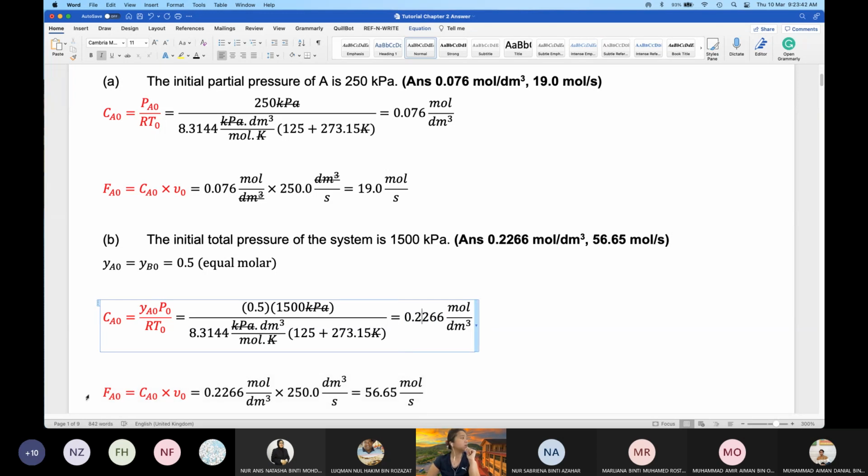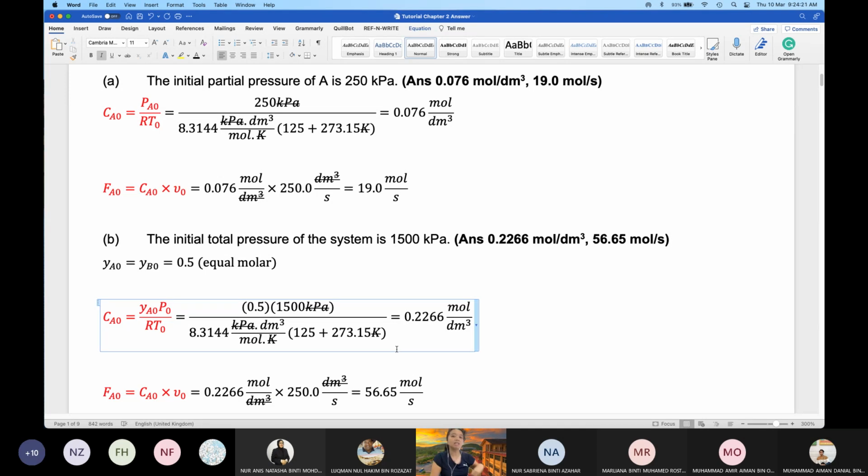Subsequently, to find FA0, that's straightforward. FA0 is still the same: CA0 multiplied with V0, but of course, don't forget my CA0 has changed, because my new CA0 is 0.2266. So I multiply 0.2266 mole per dm cubed with my initial volumetric flow rate, which is again the same, 250 dm cubed per second. If I do unit cancellation, I can cancel my dm cubed. I'm left with mole per second, which is molar flow rate. So most likely, your answer is correct.